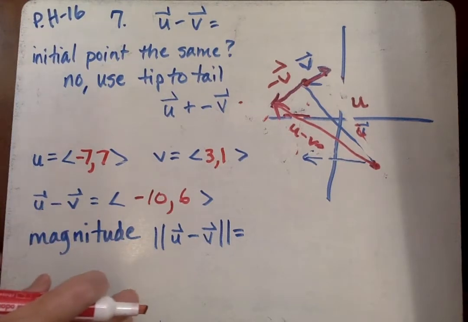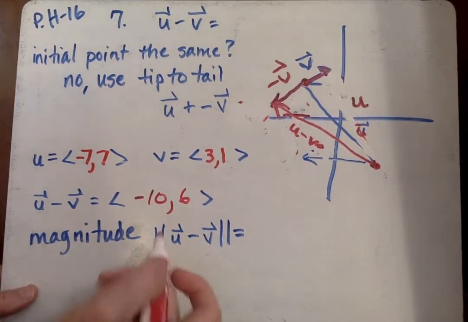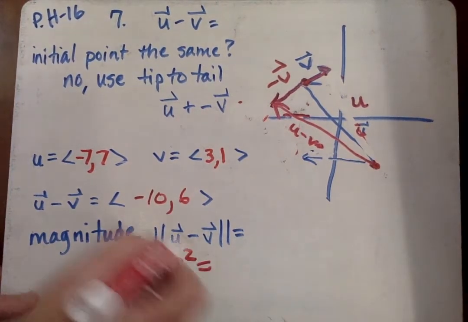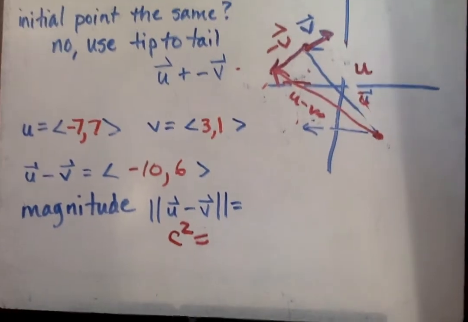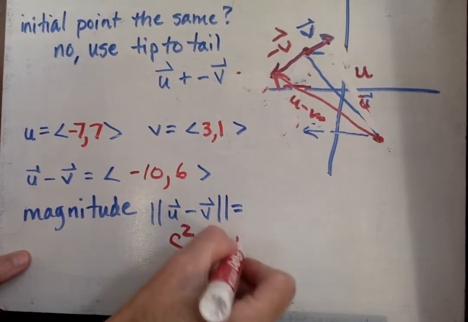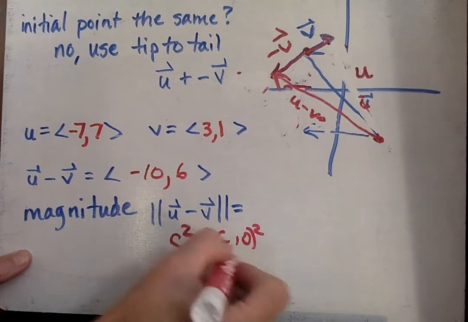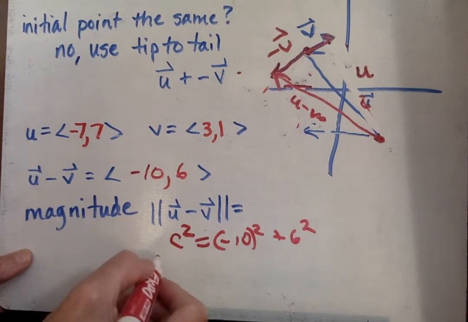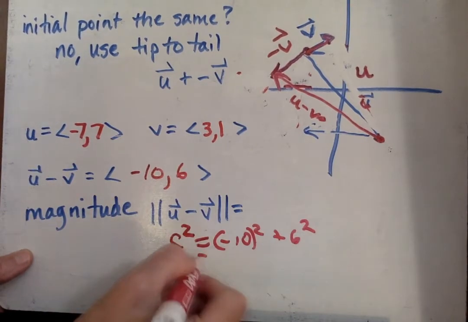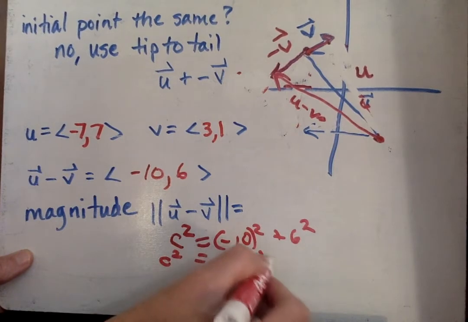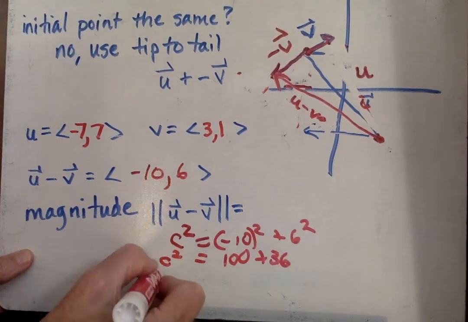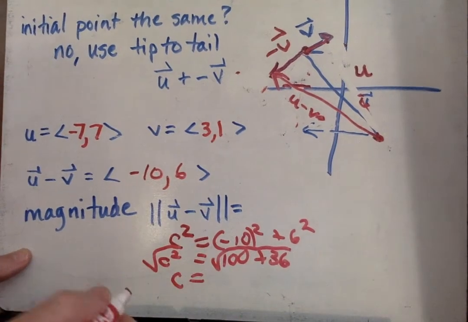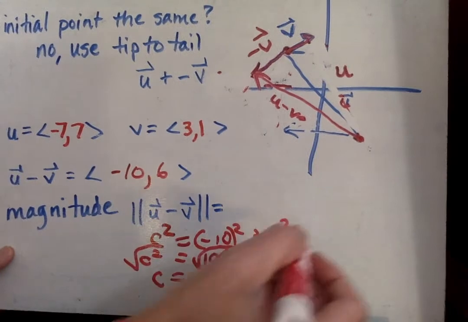Then we have to find the magnitude of this. So we're going to take, this is going to be our c squared, and that is going to be equal to our negative 10 squared plus 6 squared. And then we say c squared equals 100 plus 36. Then you take the square root of each side. So c equals, we take the square root of 136.